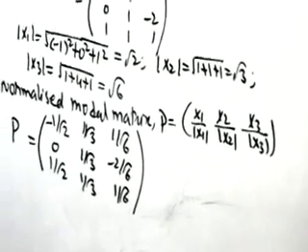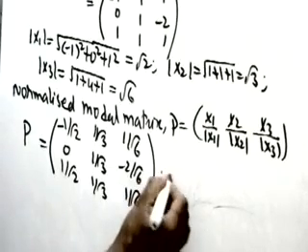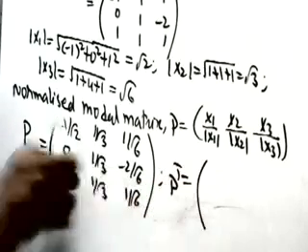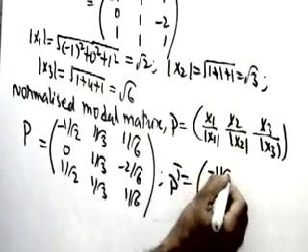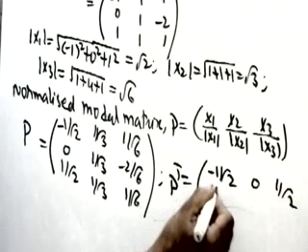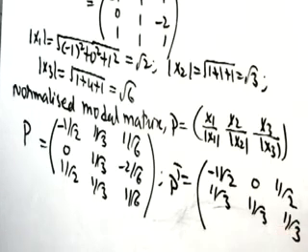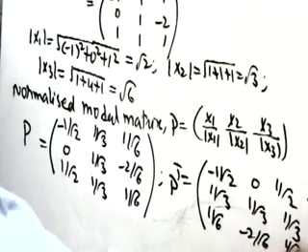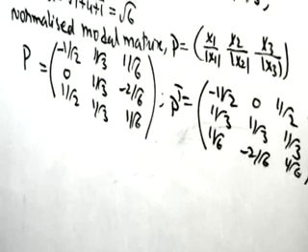Now in the next step we have to find P transpose. We already know what P transpose is: you change the columns into rows. So this will be like this: minus 1 by root 2, 0, 1 by root 2. Then 1 by root 3, 1 by root 3, 1 by root 3. Then lastly 1 by root 6, minus 2 by root 6, 1 by root 6. Now only two steps are left.